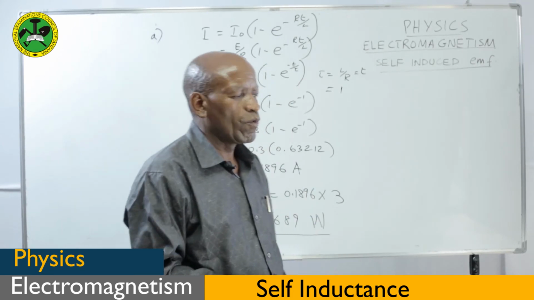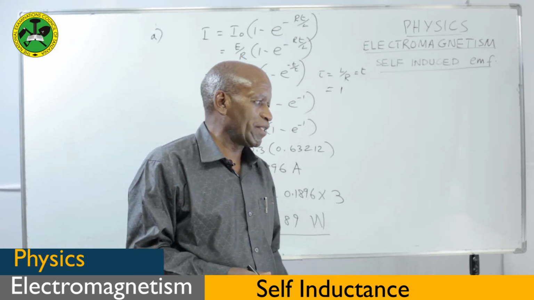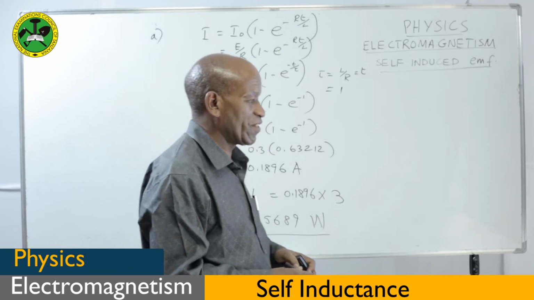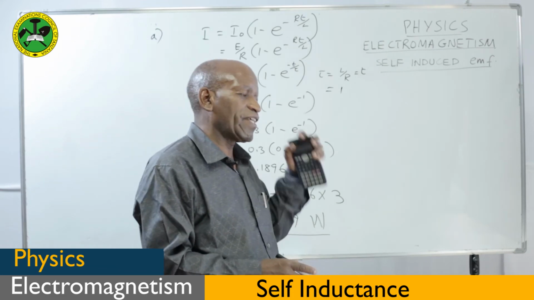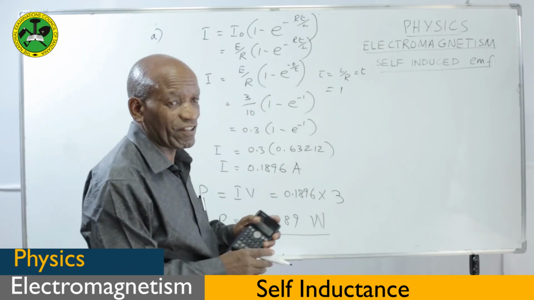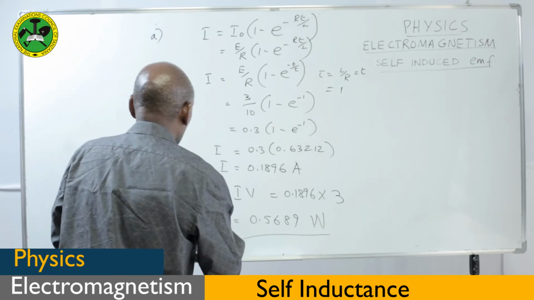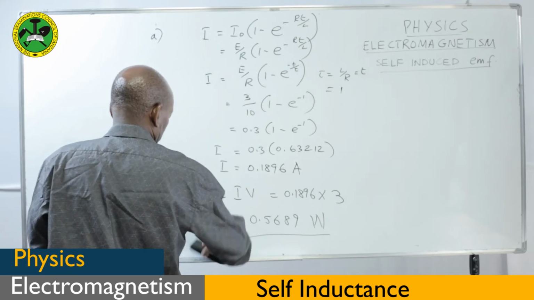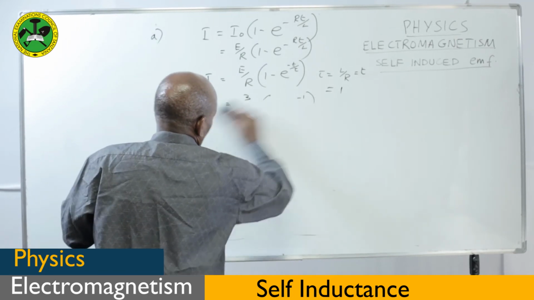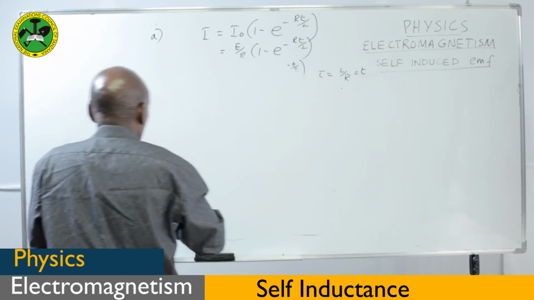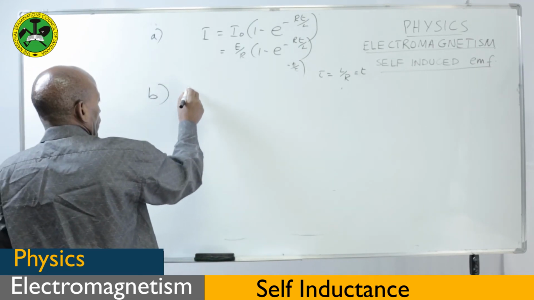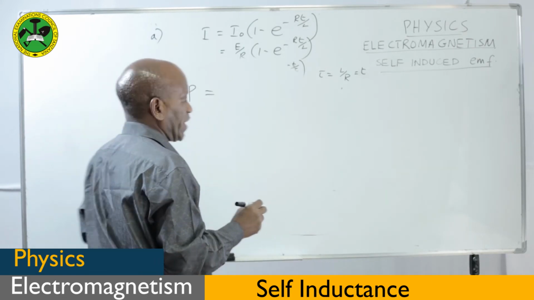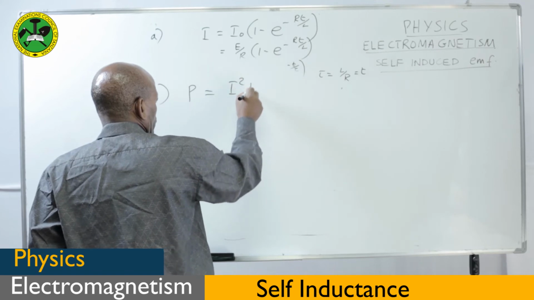Okay, again, we proceed to our second part, that is part B. We need to determine the rate at which the energy appears as joule heat in the resistor. This is also a power. And as long as we have already obtained the current I, then this will just be equal to the current squared times R.